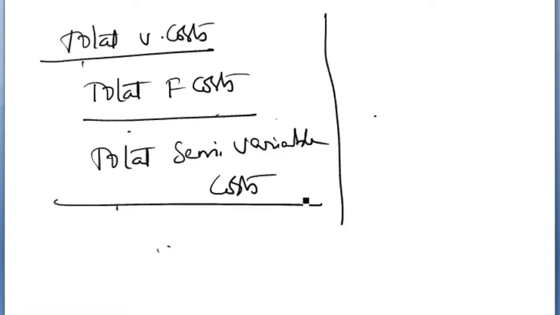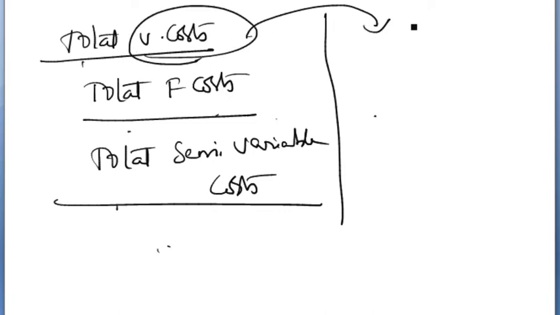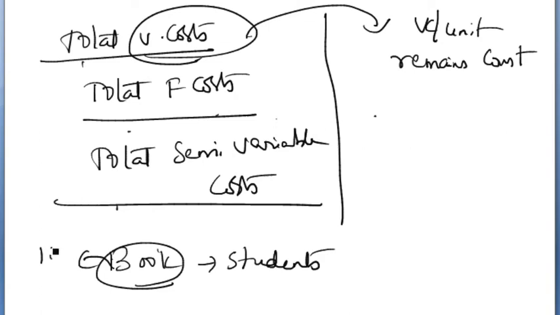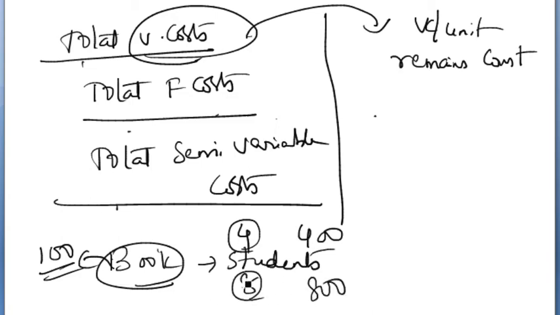So when you talk about per unit, this will exactly change, which means total variable cost changes, but variable cost per unit remains constant. How? Let us go with the previous example. I was talking about the book that you distribute to the students, right? And I said that book is what? Variable cost. Let's say one book cost is 100. If 4 students are there, total cost will be how much? 400. If 8 students are there, total cost will be how much? 800. If 12 students are there, total cost will be how much? 1200. Which means your variable cost is changing in total.